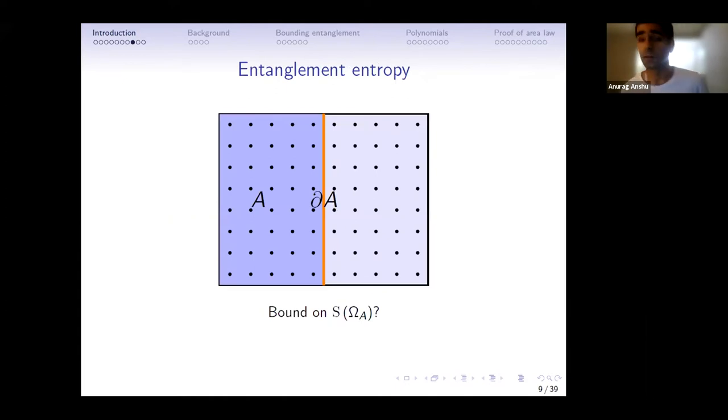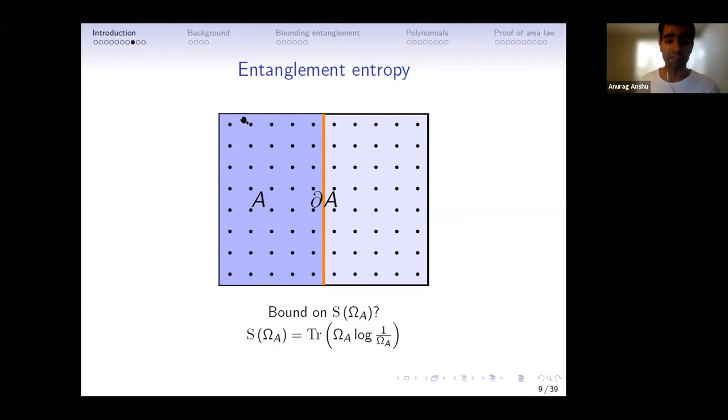And now comes the key player in this whole concept, which is the entanglement entropy. So let's say we have a ground state on these n times l particles, and we divide these particles into two parts. There is a region A and its complement, A complement over here. The boundary between these regions, I'll denote by this symbol, boundary of A. And the question is, what is the value of the entropy of the reduced state of the ground state on this part of the lattice?